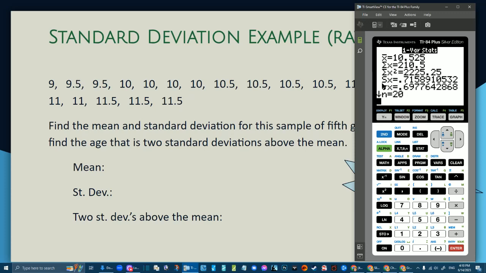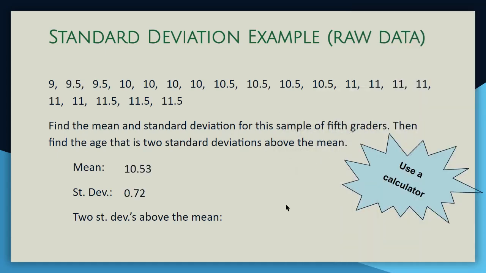And then I'm going to go down to Sx. I want the sample standard deviation. And that's 0.715, and so on. And just like the mean, I want it to 2 decimal places. So 715 is going to round up to 72. So 10.53 for the mean, 0.72 for the standard deviation.